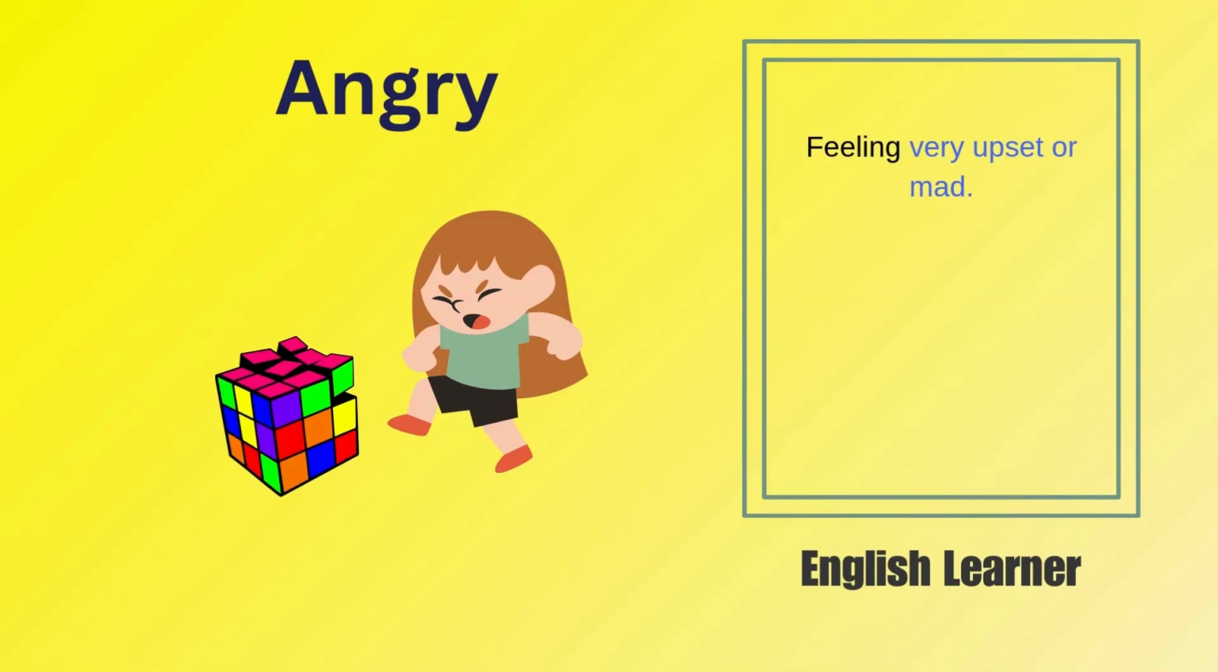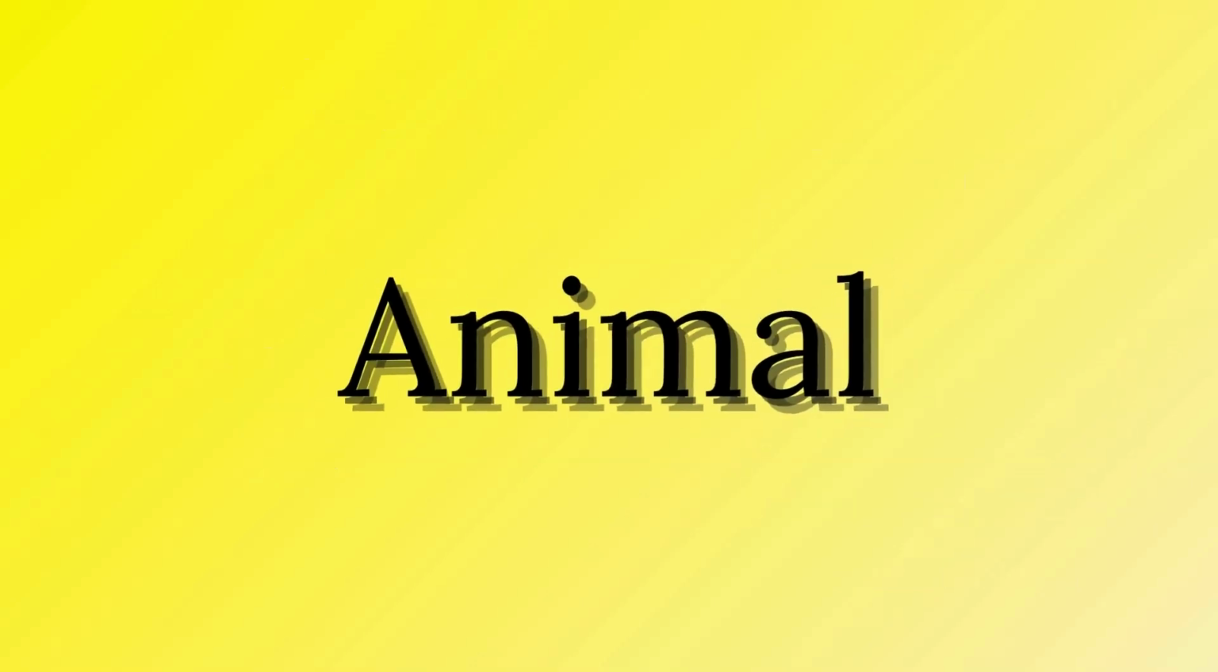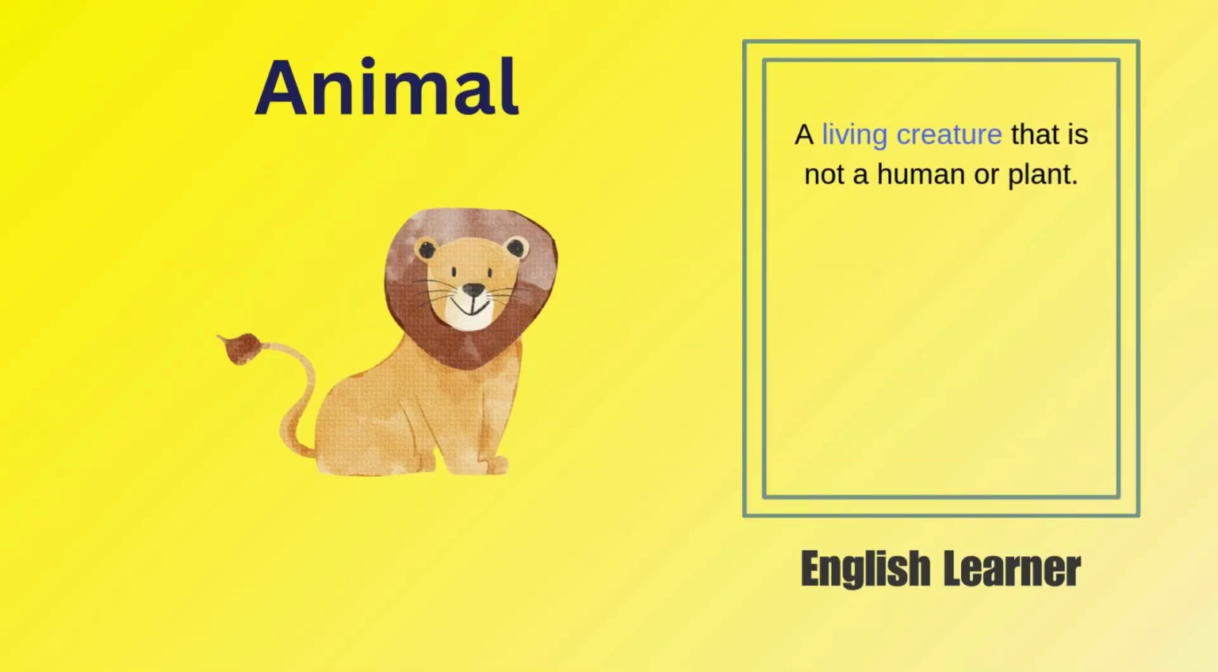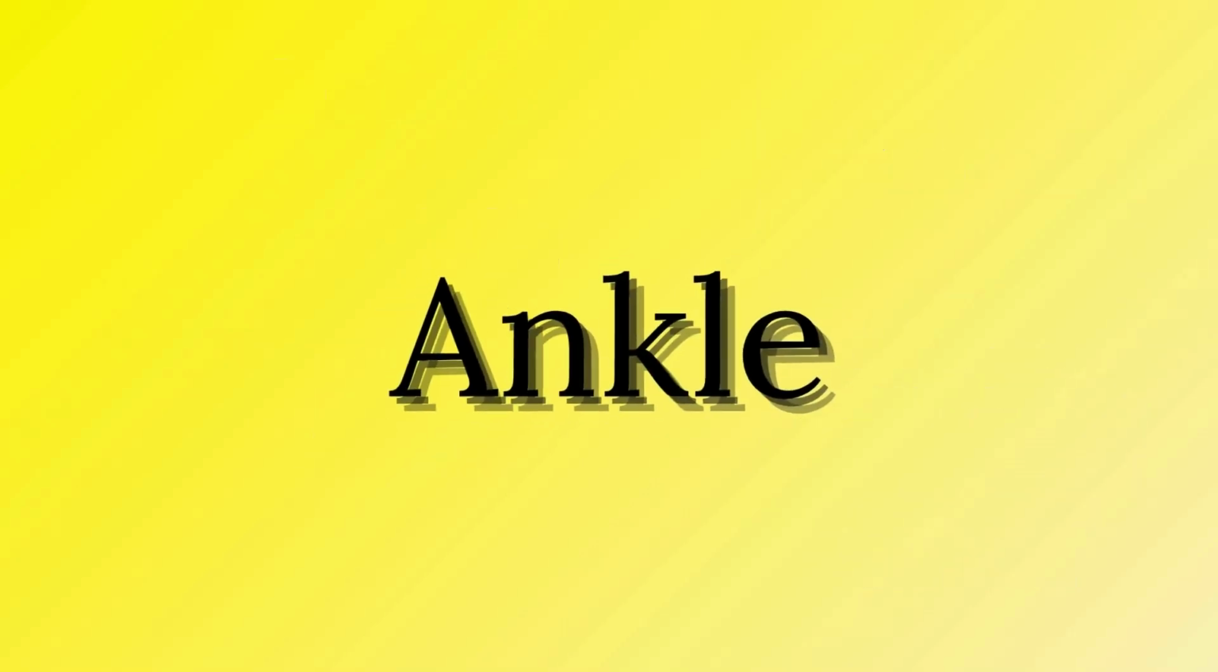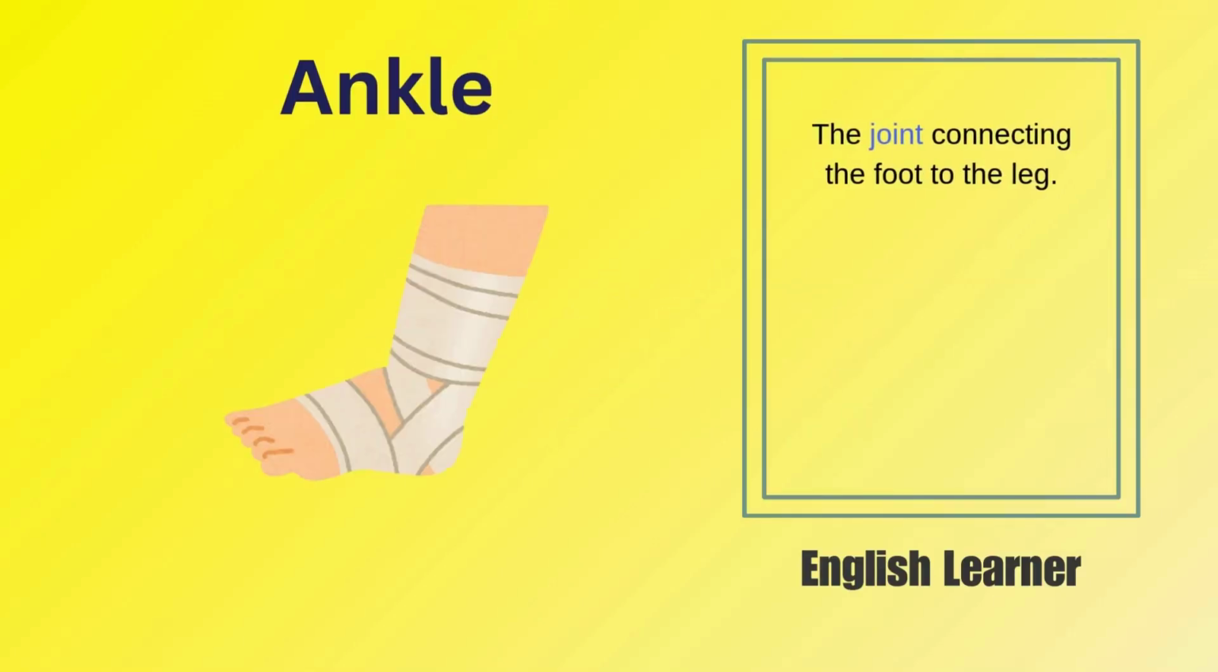Angry. Feeling very upset or mad. Example. She was angry when her toy broke. Animal. A living creature that is not a human or plant. Example. A lion is a wild animal that lives in the jungle. Ankle. The joint connecting the foot to the leg. Example. He twisted his ankle while playing soccer.